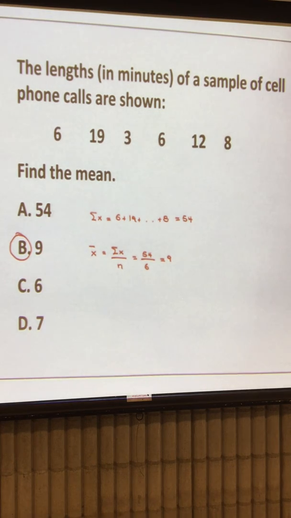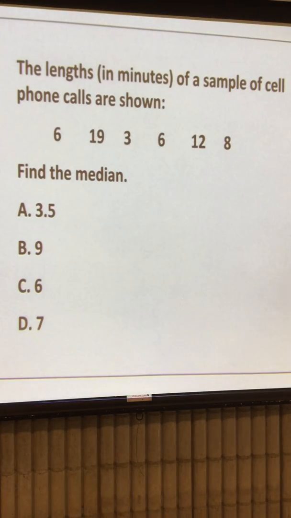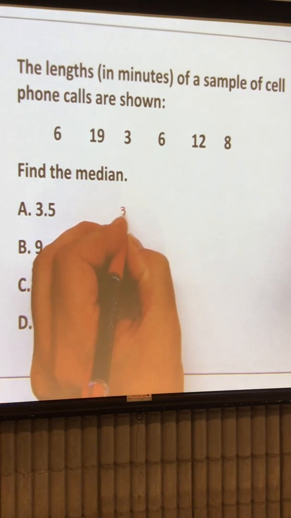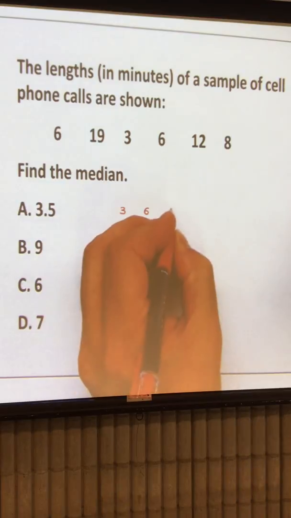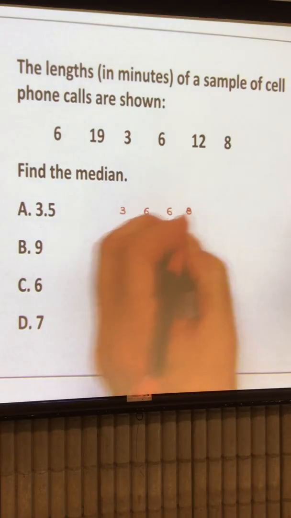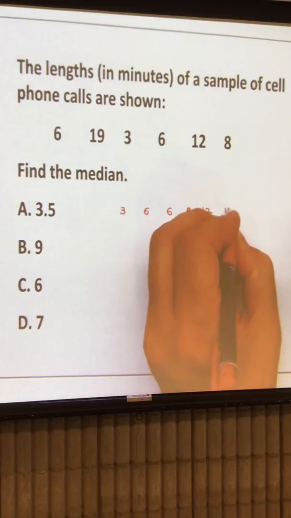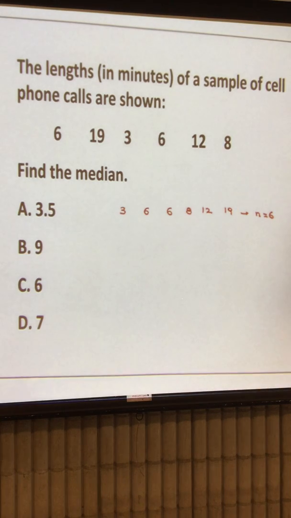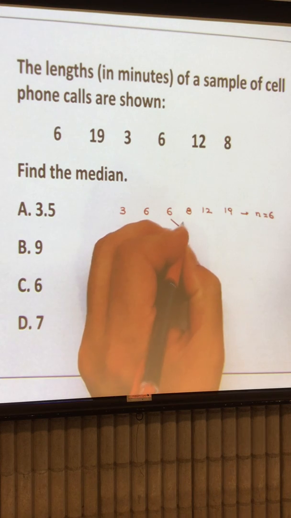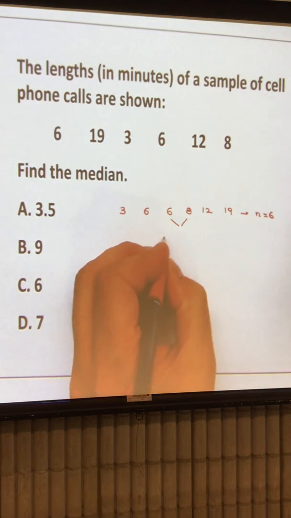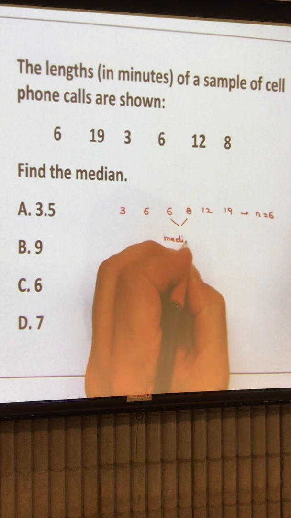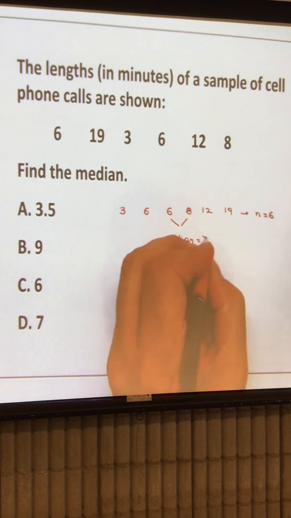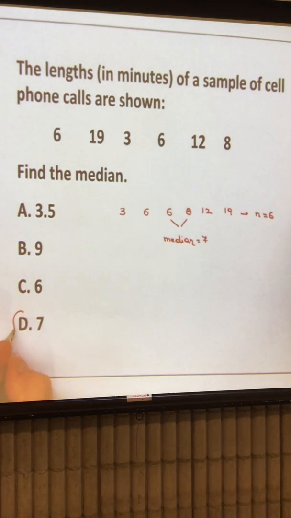Problem number 2, we have the same data. We look for the median. Step 1, we have to put the data in order. 3, 6, 6, 8, 12, and 19. We have again 6 observations. So in this case, the median will be the average of the 2 middle observations. So the median will be 7. So the correct one is D.